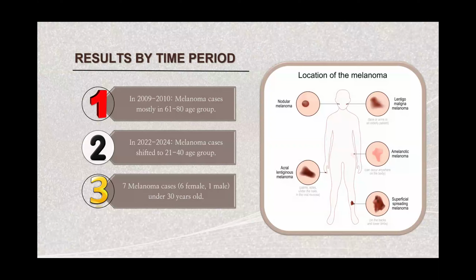Regarding the results by time period, in 2009-2010, we have melanoma cases mostly in the age group 61 to 80. In 2022-2024, melanoma cases shifted to the 51 to 60 age group. And what about the gender? Melanoma cases under 30 years old, from which 6 female and 1 male.